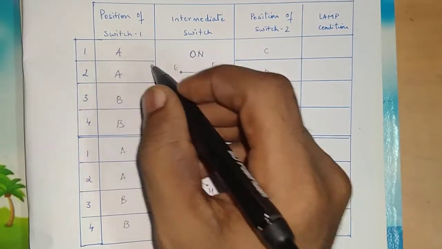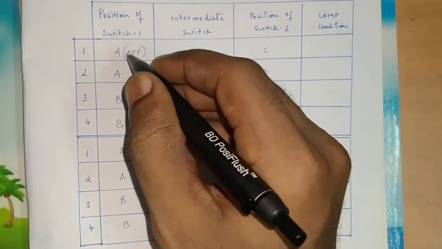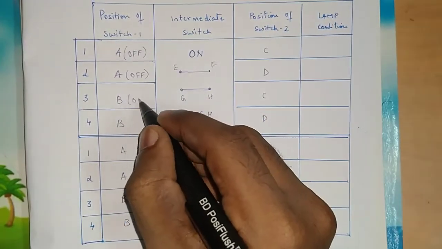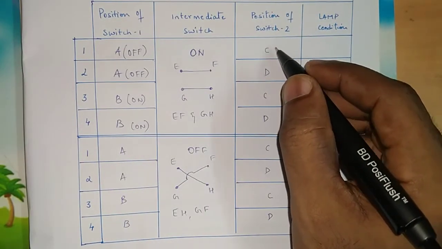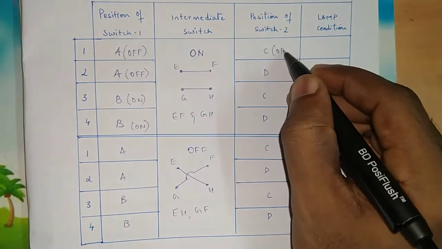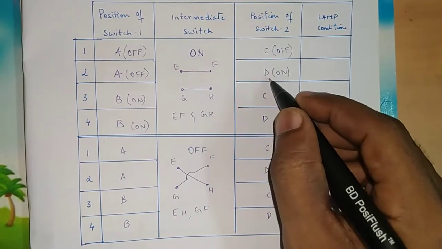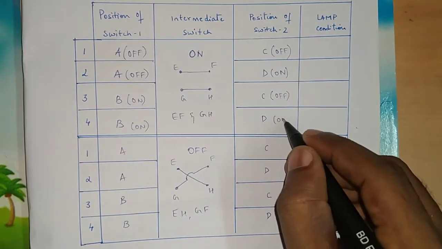So A is nothing but switch number 1 in position A when it is in off condition. That is what I have explained. So A is nothing but off, and B is nothing but on. In the same way, for switch number 2, you can just refer to the circuit diagram. When the switch is in off condition, it will be connected to C. When it is in on condition, it will be connected to D. So C is nothing but off, D is nothing but on. So I will just complete it.